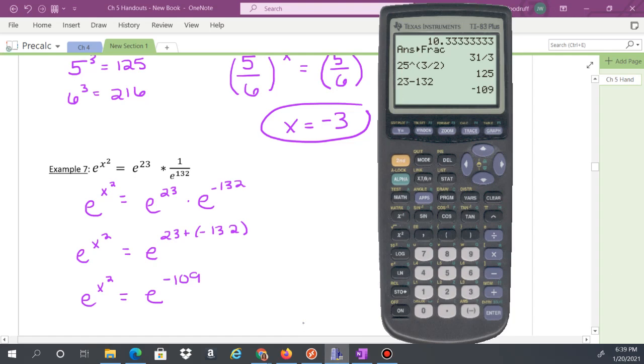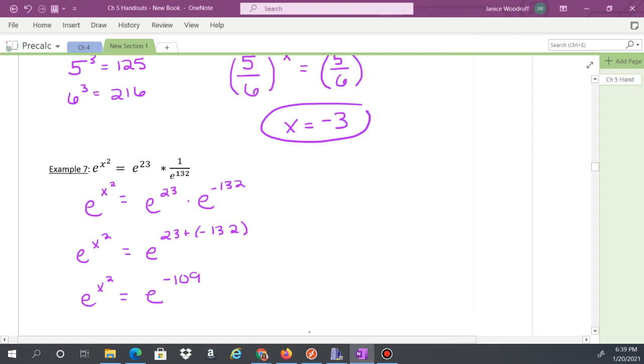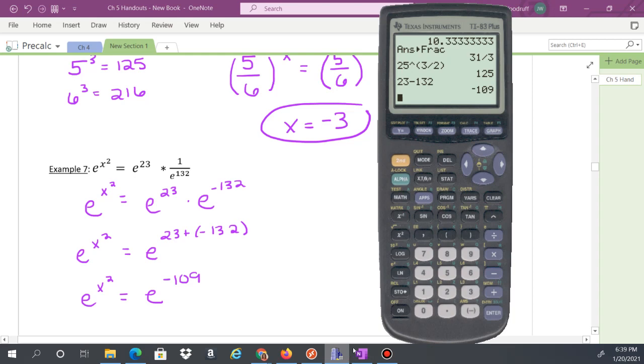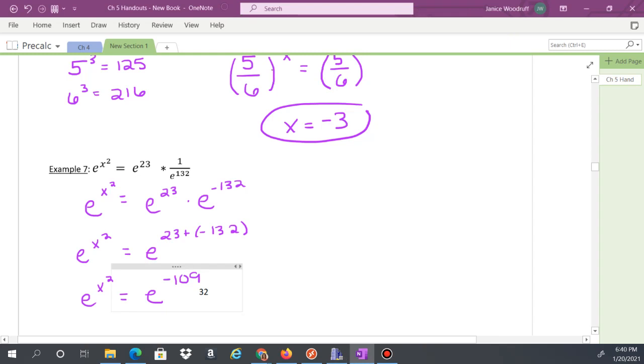I think it was supposed to be the other way around, but I wrote it wrong. That's why. We can still do the problem, but I think I was supposed to write it 13 or something like that. I don't know. Anyway, we'll do the problem. So what we're going to do here is set the exponents equal to each other. So you've got x squared equals negative 109, and then you're going to go ahead and solve.